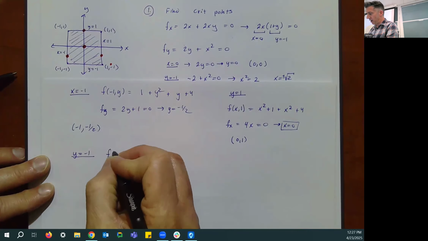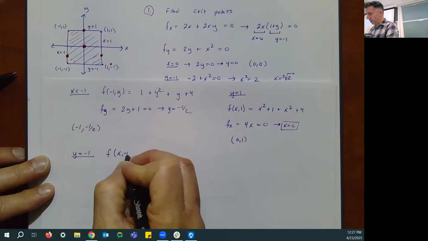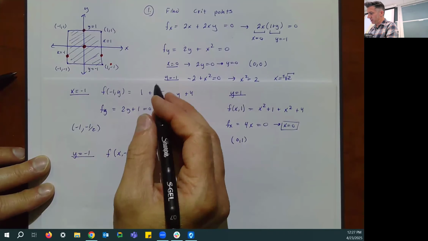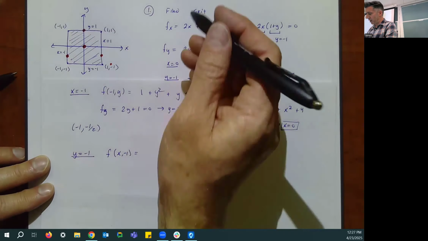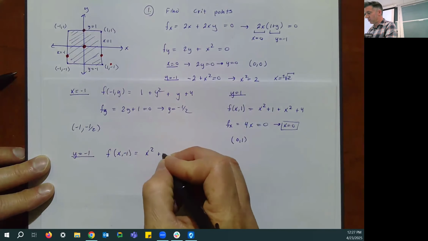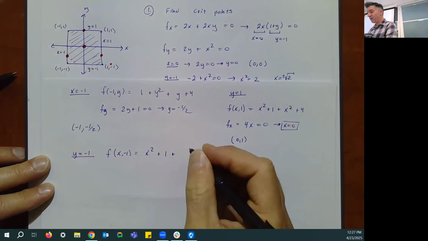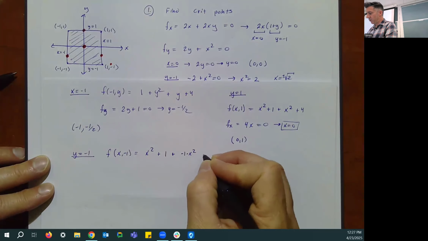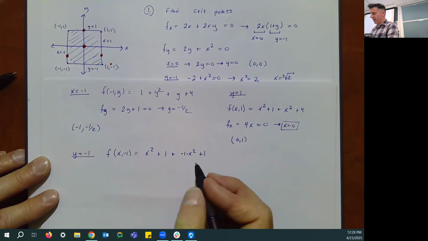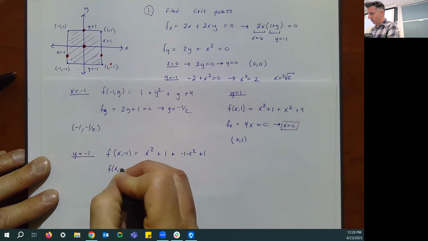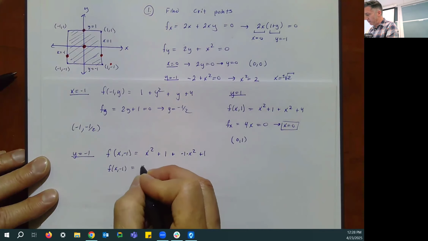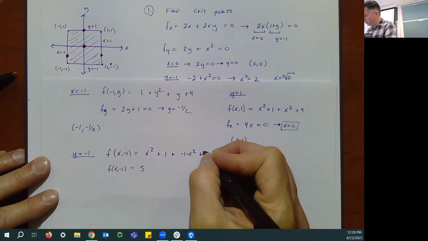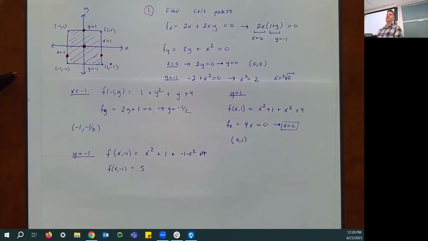We're going to get f of x comma -1 is equal to, let's see, plugging it in again, x squared, still plus 1, plus x squared times -1, plus 4. And if we simplify that, the x squared is going to be canceling, and we get f of x comma -1 is equal to 5. Yeah, 5, that's a 4 over there. Sorry, that's a 4. So here's what's happening here.